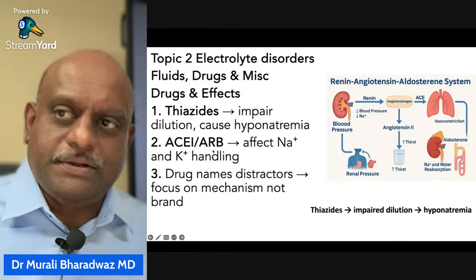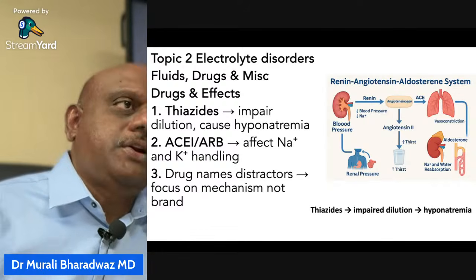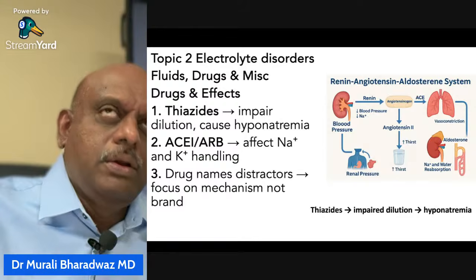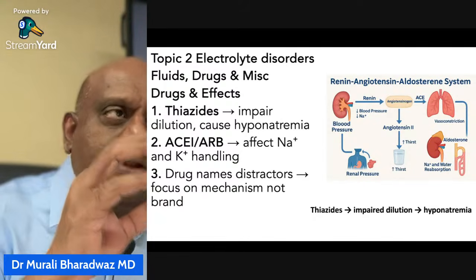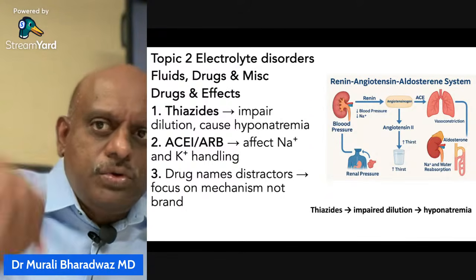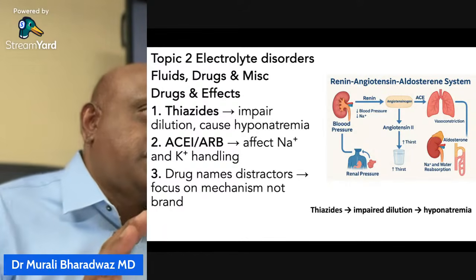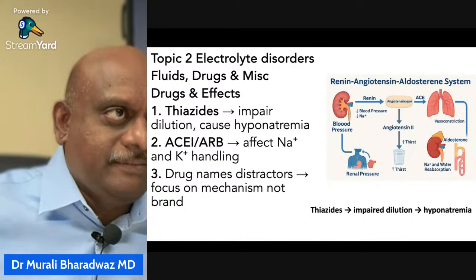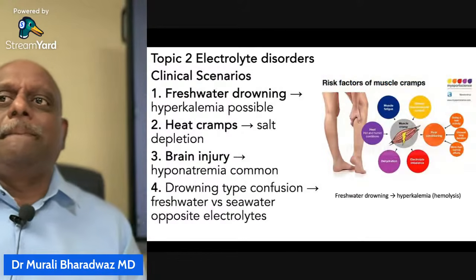Then ACE inhibitors, what is the normal function of aldosterone? Retain sodium, lose potassium. So if you give an ACE inhibitor, you are inhibiting angiotensin 1 production and aldosterone production decreases, and that will lead to losing sodium and retaining potassium. That's the reason for all ACE inhibitors, ARBs, you need to be watchful for hyperkalemia and hyponatremia. That's what we need to remember, right?